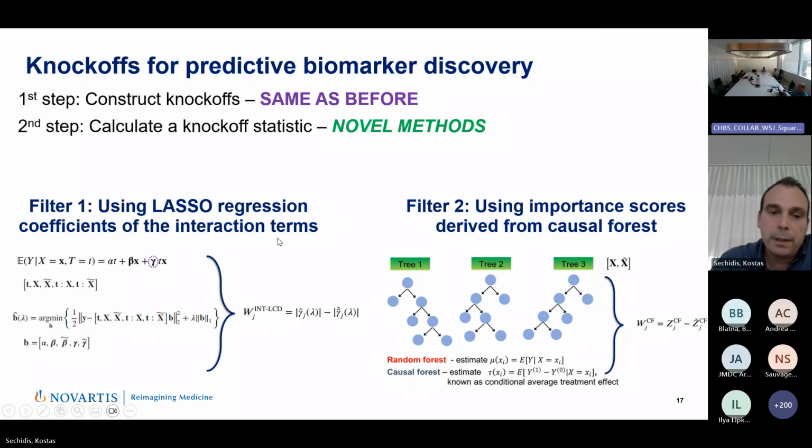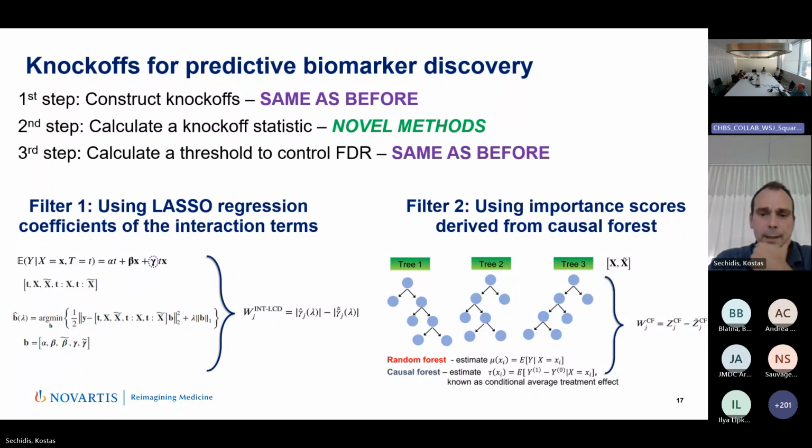And these are the 2 knockoff statistics that we introduced. One is an extension of the lasso where we model interaction terms, and now we focus on the coefficients of the interaction terms. The other uses the importance score of the causal forest, which can be seen as an extension of the random forest, but this time targeting the conditional average treatment effect. And as I said, because of the way that we structure these knockoff statistics, we obey the antisymmetric property, and then the whole mechanism for thresholding them was the same as in the original paper. And due to time, I will not show simulation results.